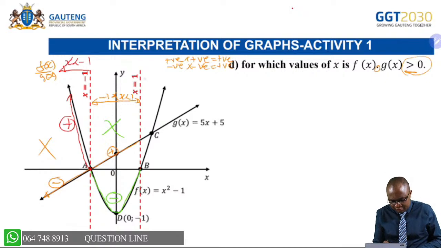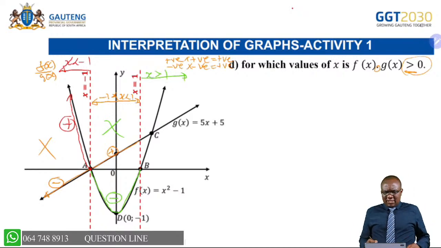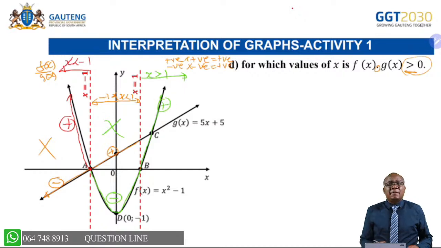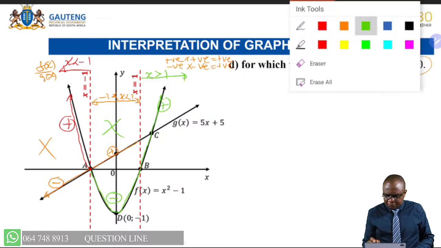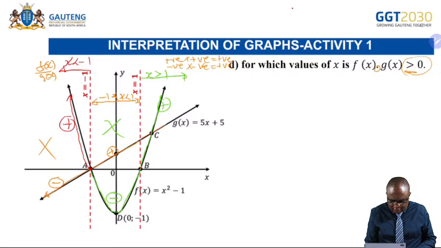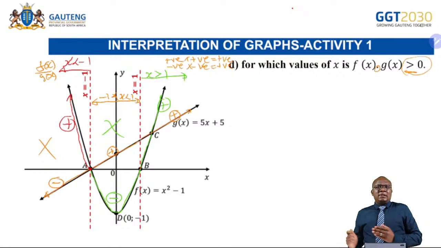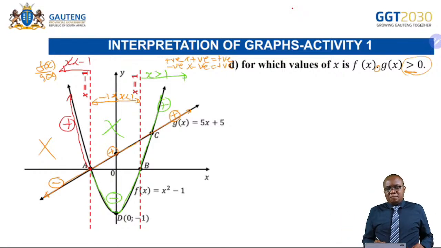And then the last region is x greater than 1. Okay, let's investigate our graphs. Right, this is f of x. It is positive because it is above the x-axis. And then we come to g of x. It is also positive because it is above the x-axis. So when x is greater than 1, both functions are positive. If you say positive times positive, we get positive, which is greater than 0. This is what we want. Then our solution is when x is greater than 1.